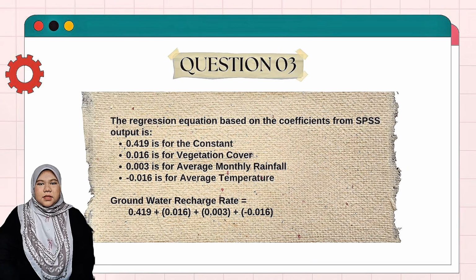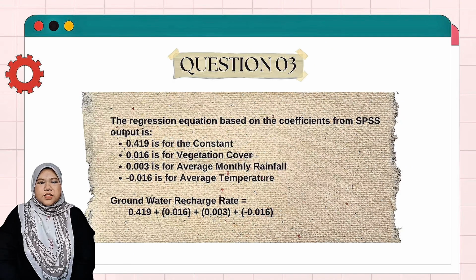To get the groundwater recharge rate: 0.419 plus 0.016 for vegetation cover plus 0.003 for average monthly rainfall plus negative 0.016 for average temperature. This equation becomes our model to illustrate how the independent variables, namely vegetation cover, rainfall, and temperature, affect the dependent variable, namely the rate of groundwater recharge.